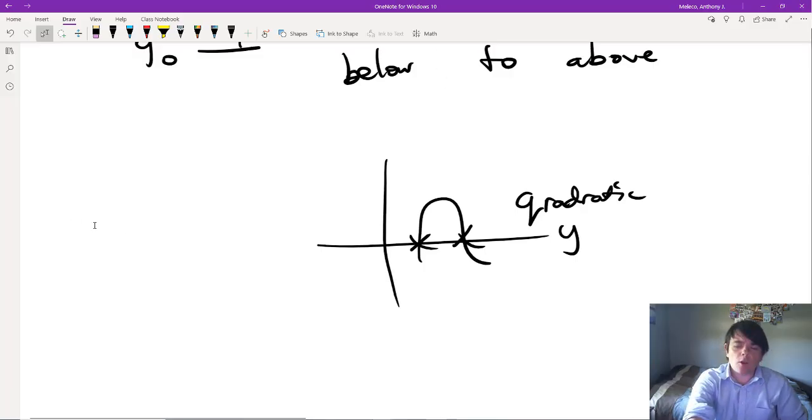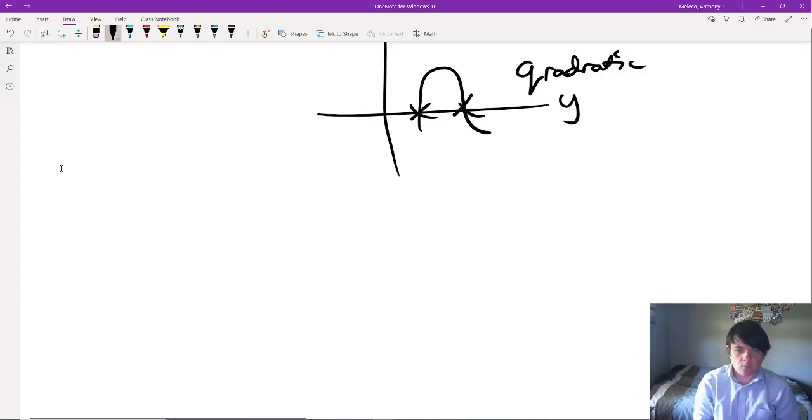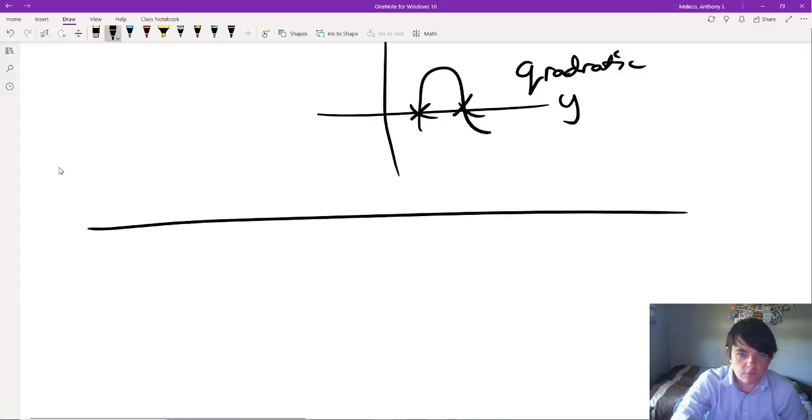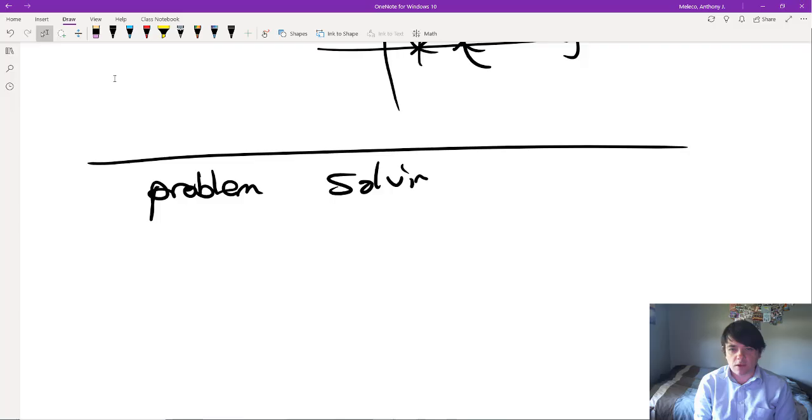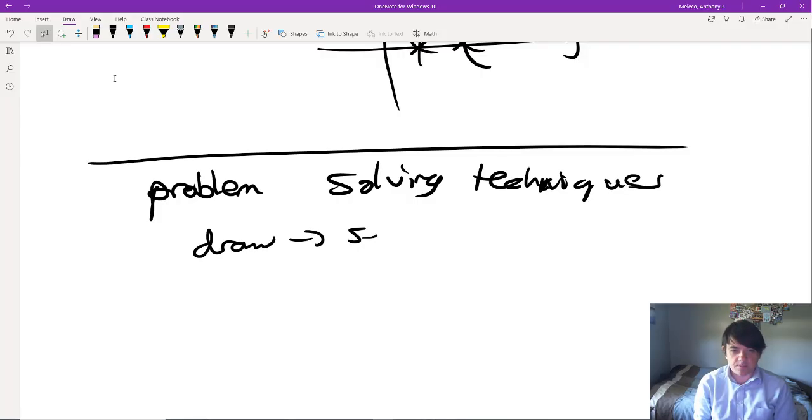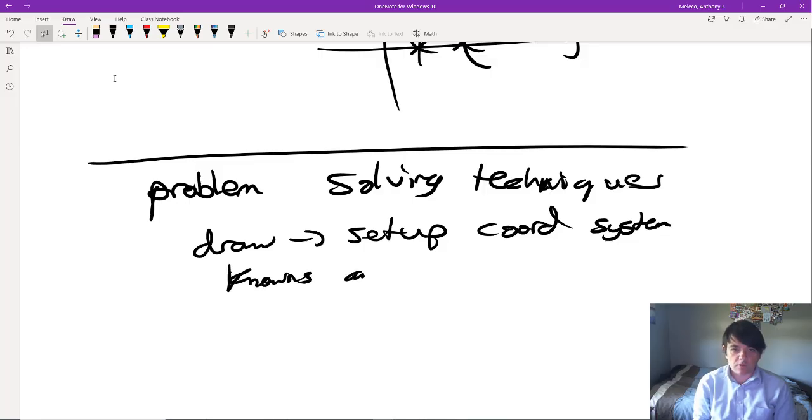Okay, but those are the three types. We'll be working through those in the next video. But one last thing, there are some problem solving techniques. Essentially, it's going to be the same steps that we had before, where you draw, which is set up a coordinate system. There are knowns and unknowns, only now there's more of them, right?